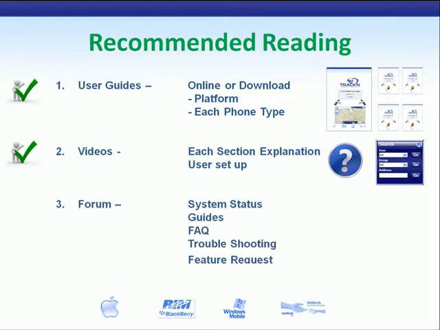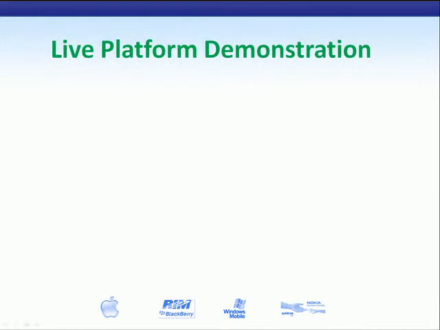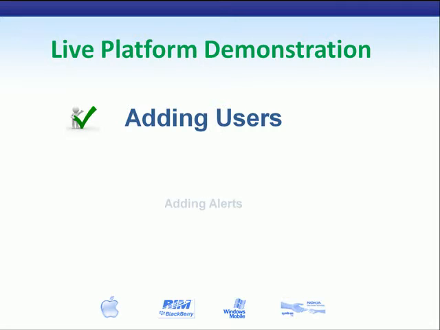Within the forum, the first column is system status. This informs of any recent updates or pending actions. The user guides are available, as well as frequently asked questions, troubleshooting, features request and submit a ticket for support. The forum is available both in the Trackn platform and when a user is logged in on the website. I'm now going to go onto the live platform demonstration, illustrating how to add users and adding alerts.